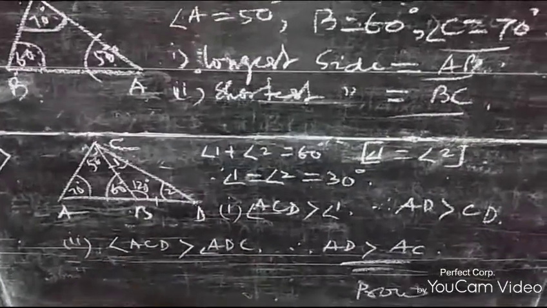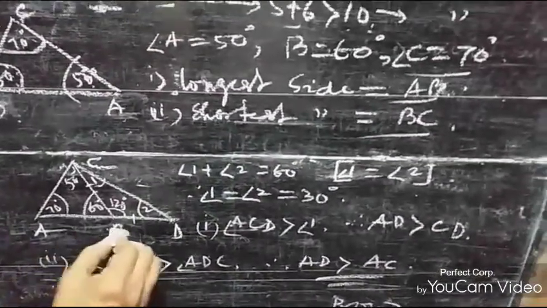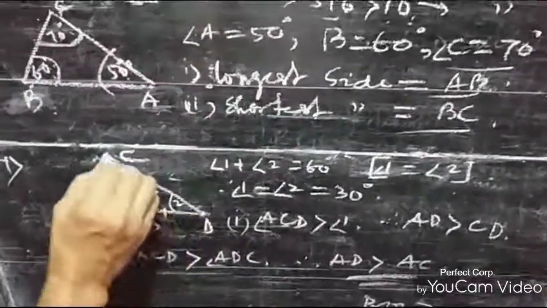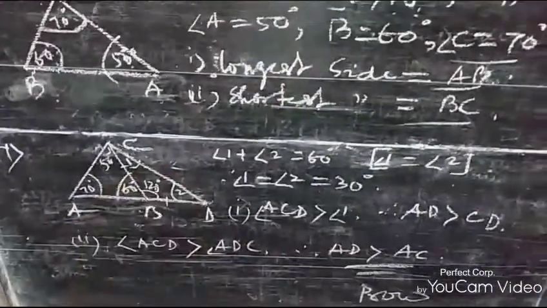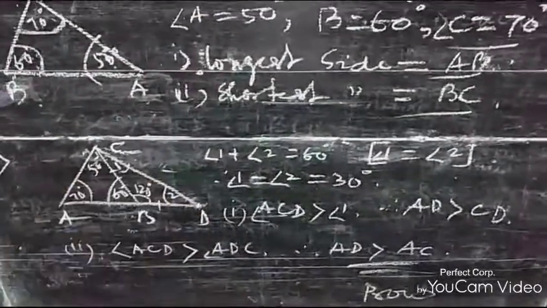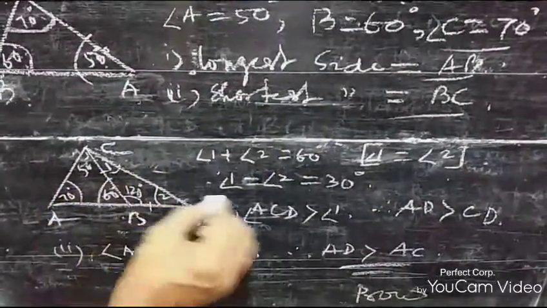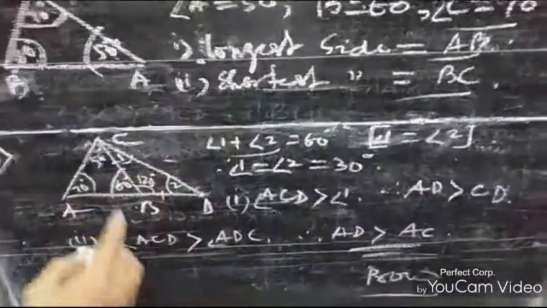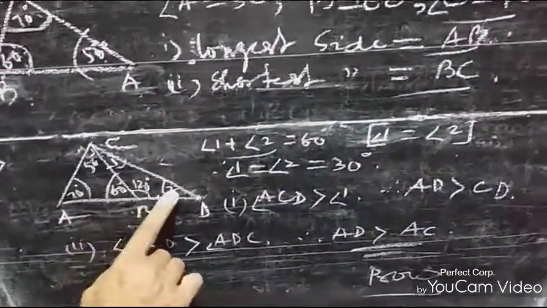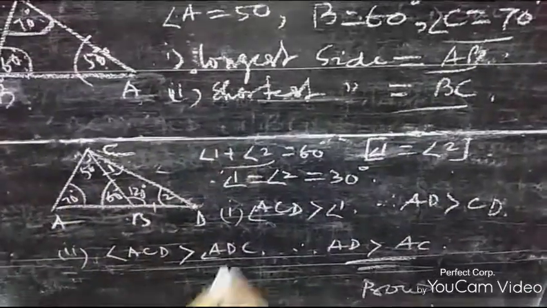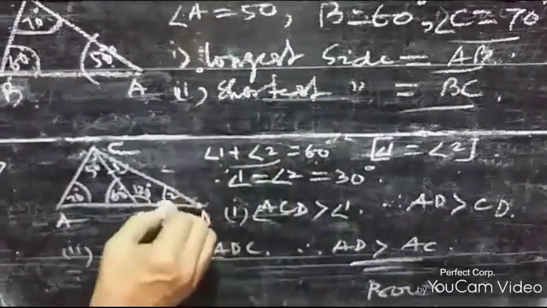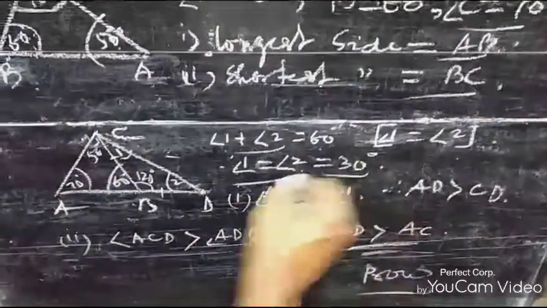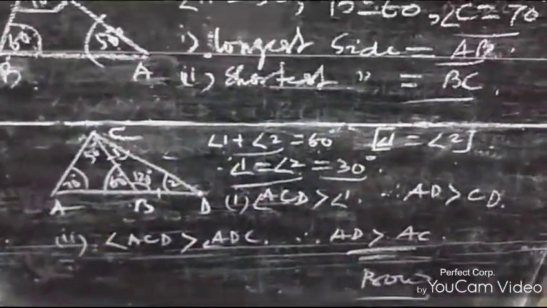Now see, AB is produced up to D such that BC equals AD. This triangle is an isosceles triangle. Then angle 1 equals angle 2, and this is angle 60 degrees because the exterior angle equals the sum of the opposite two interior angles. So angle 1 plus angle 2 will be 60 degrees. So we can say angle 1 equals angle 2 equals 30 degrees.